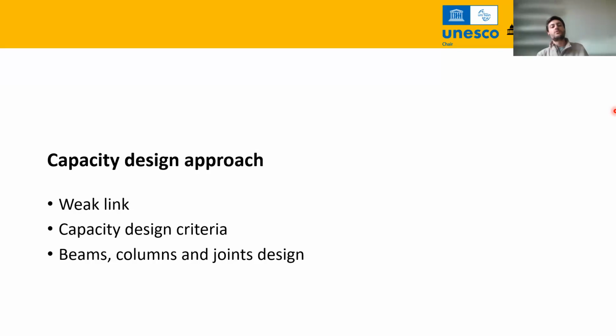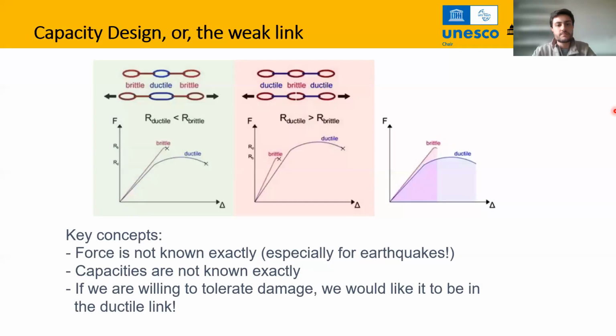So before we go to see the different damages that have been registered in previous earthquakes, I want to talk a little bit about the capacity design approach and what is this weak link, how we currently design new buildings. So just to make this comparison with a chain, we have in a building some elements that are brittle and some elements that are ductile.